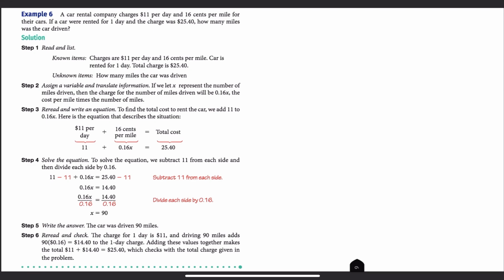We know they charge $11 per day plus 16 cents per mile. We know this is a 1-day rental. We know the total was $25.40. So we want to know how many miles the car was driven.